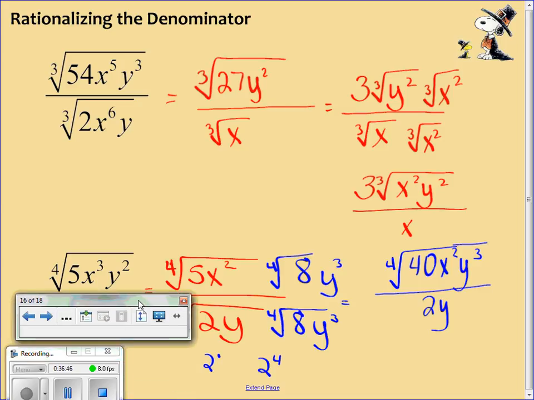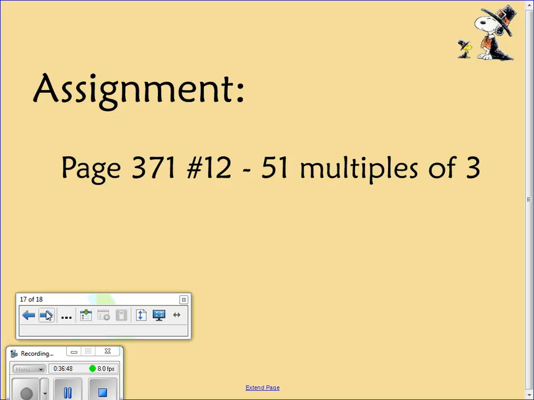All right, guys, homework for tonight then. It is right there, 371, 12 to 51 multiples of 3. But if you look at the problems I put on there, I only put the multiples of 3 on your paper. If you look at the back of your notes, I only put the multiples of 3 on there. So do all of them on there.